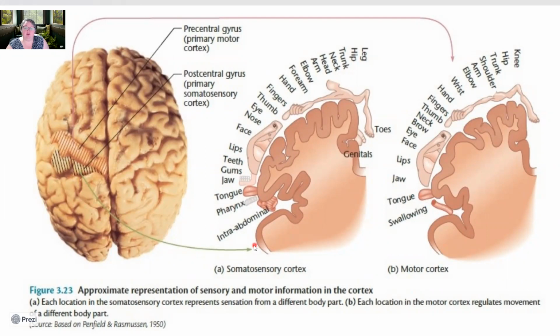So the postcentral gyrus, which is the somatosensory cortex, you can kind of see here that different parts of that gyrus are associated with different sensory information for different body parts. And same thing for the precentral gyrus or the primary motor cortex. If you look over here, you can see there's different body parts associated with different parts of that gyrus. So that's a pretty neat concept, and you can check out this figure in your book on page 85.